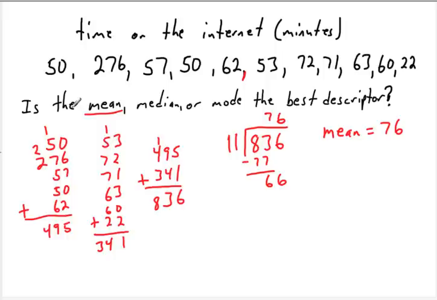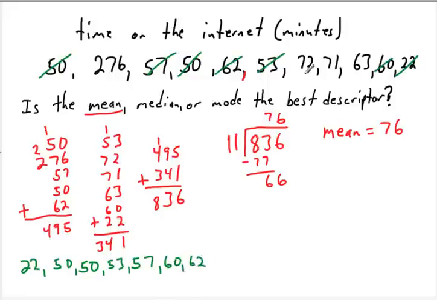Now I'm going to need to order the data, and I might as well do that down here on the bottom. So my lowest looks like a 22. I'm going to change color so I don't get confused here. 22. Got that one, and then I got a 53. I got a 50. Two 50s. Got a 57. So 53, 57. Got a 60, 62. I got a 63. Now we got a 71, 72. And finally a 276.